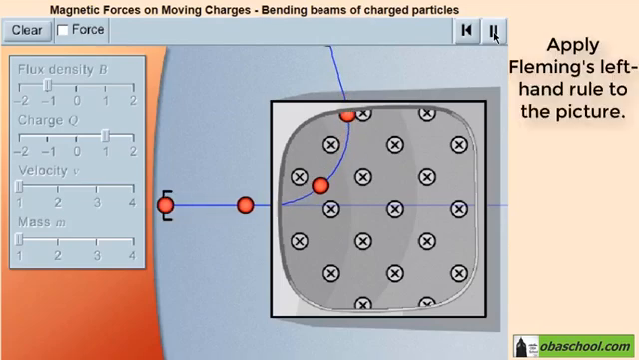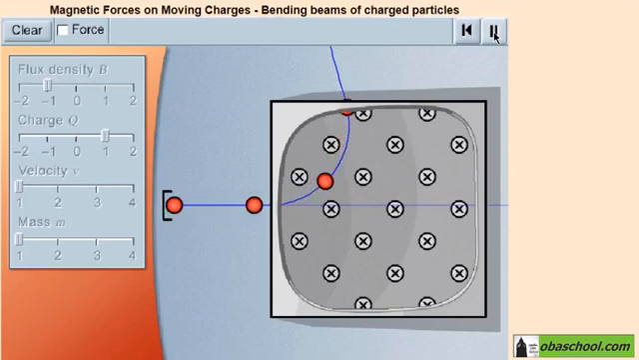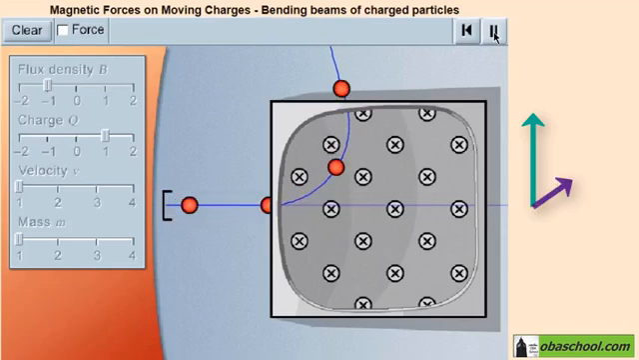Try to apply Fleming's left-hand rule to the picture. Your thumb will point in the motion direction, which is upwards. Your first finger must point in the field direction into the picture, and your second finger must point in the current direction, which is left to right.